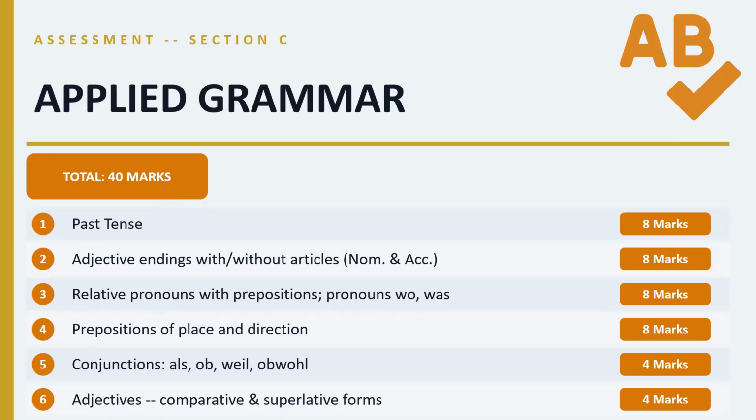So remember, preposition, you have to work very hard. This is of 8 marks. And the next topic is conjunction: als, ob, während, und obwohl. These are the four conjunctions.